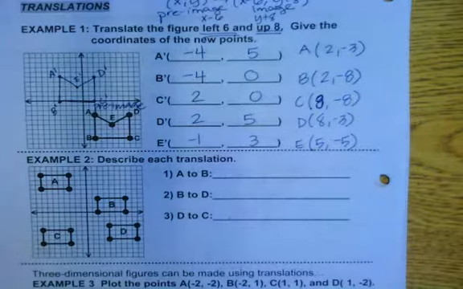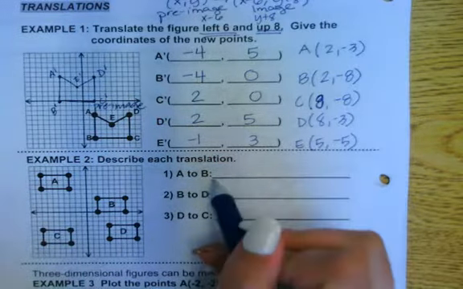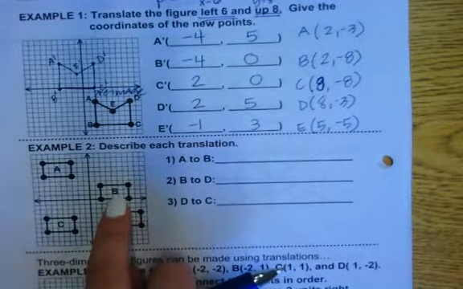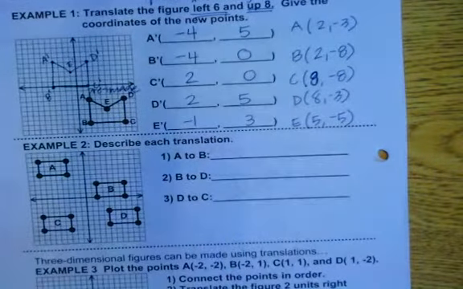Okay. Example 2 says to describe each translation. Example 2 doesn't give you any of the coordinates. It doesn't give you the coordinate notation. Doesn't give you the rules and words. So it wants you to figure it out based off the graph. From A to B, you're looking at these 2 figures. Pick a point, one in A and one in B, that correspond with each other, and figure out what translation was applied based off the coordinates.